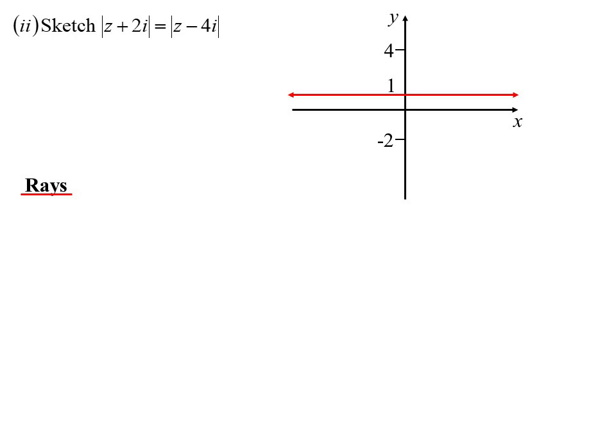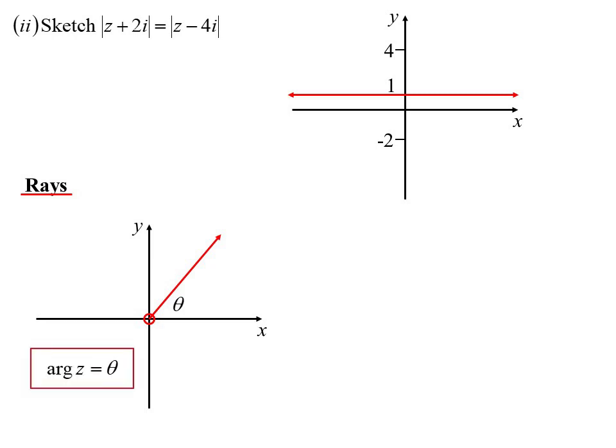A ray we can describe using complex numbers, using arguments. So here's a ray centered at the origin. What do all the points on this ray have in common? They all have the same argument. They're all going in the same direction. So I could describe it as simply the argument of z is equal to whatever that angle is, and that would describe that ray.